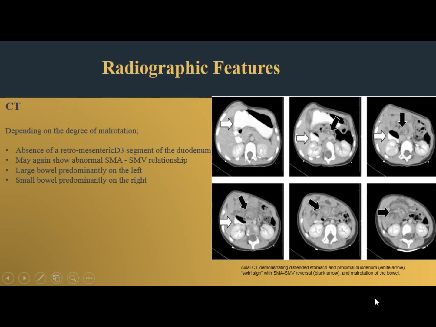When we said that the superior mesenteric vein is on the left side of the superior mesenteric artery, we will see it on the CT. Also in the CT we see that the stomach is distended with the duodenum as well. This is the Werthel's sign as well, and the large bowel is on the left side, distended.